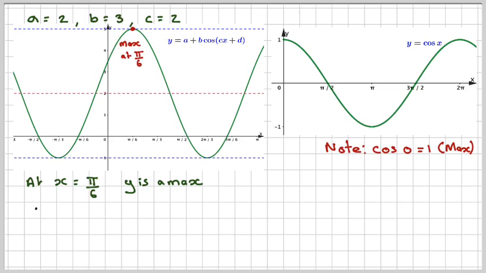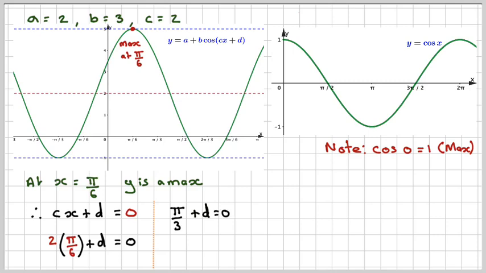So what we've got to do is say that the angle here, cx plus d, must be equal to 0. We want to find when that happens, and on this graph it happens when x is pi by 6, and we already know that c is 2, so we're going to need to solve 2 times pi by 6 plus d is equal to 0. Then if we solve that, we're going to get pi by 3 plus d is equal to 0, and d is minus pi by 3.